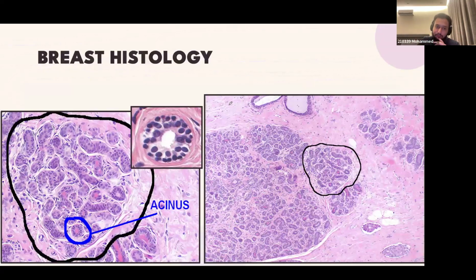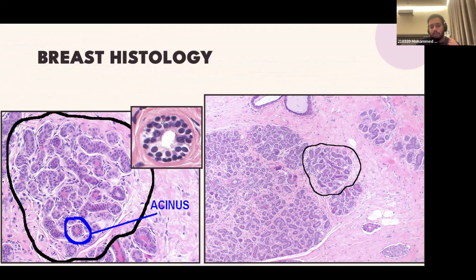Now, in terms of histology, the breast is divided into lobes, around 10 to 15 lobes. This is one big lobe. Then it's divided into lobules, and in the lobules you have acini and ducts. So this is an acini. The important thing to remember is the layers. How many layers does it normally have?